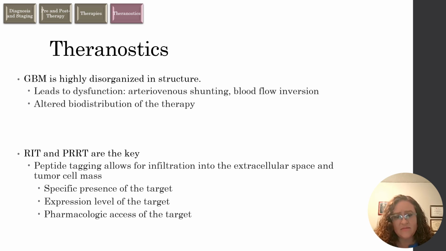Radioimmunotherapy and RRT are key because that peptide tagging allows for infiltration into the extracellular space and making its way to the tumor cell mass. It allows for a specific presence of the target, expression level of the target, and pharmacological access of the target that are needed to really be valuable.